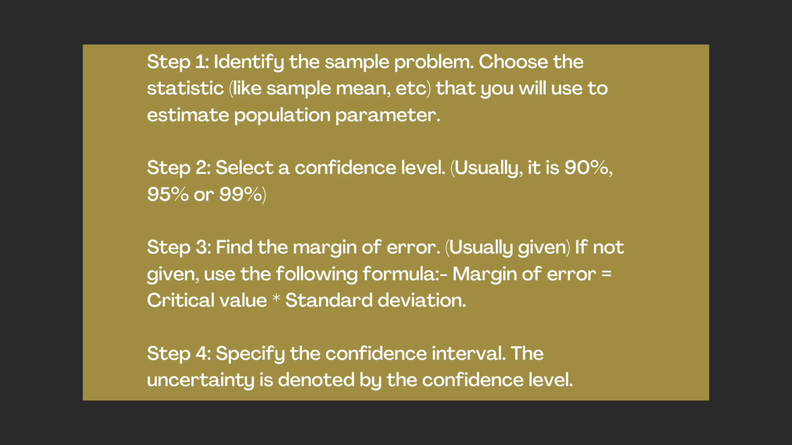Step 2. Select a confidence level. Usually, it is 90%, 95%, or 99%. Step 3. Find the margin of error. Usually it is given; if not given, use the following formula. Margin of error equals critical value times standard deviation. Step 4. Specify the confidence interval. The uncertainty is denoted by the confidence level, and the range of the confidence interval is defined by EQ1.